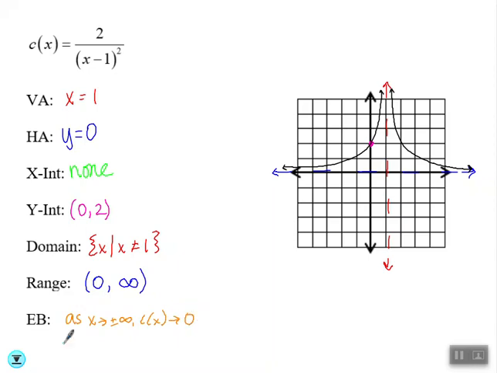And if we want to take a look at the asymptotic behavior, as x approaches the vertical asymptote, which is 1, from the right, and as x approaches the vertical asymptote from the left, from the right, the function is going up toward positive infinity, and from the left, the function is also going up toward positive infinity. So there's our asymptotic behavior.